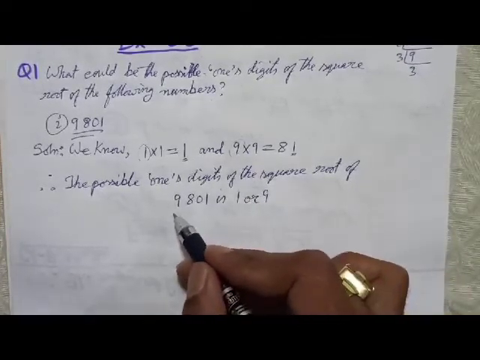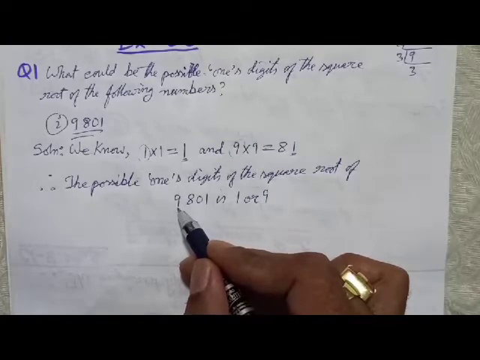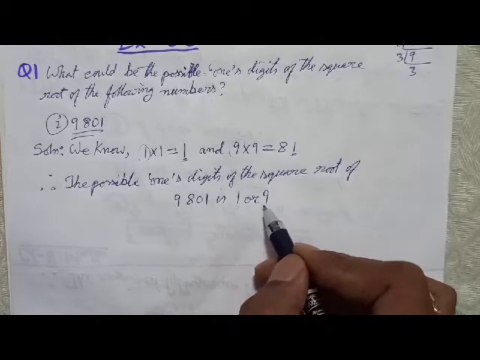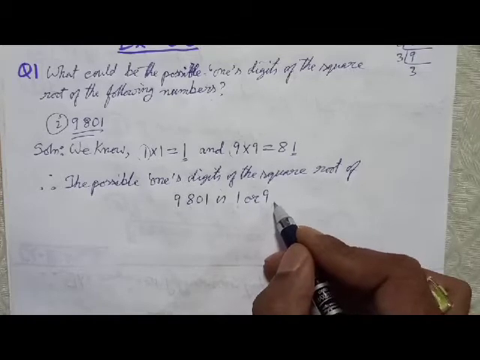If we try to find a square root of 9801, then the possible ones place digit may be 1 or 9, and this is the answer.